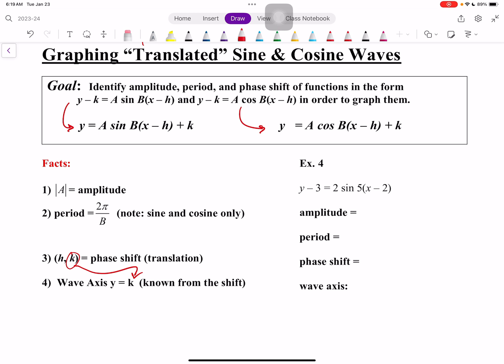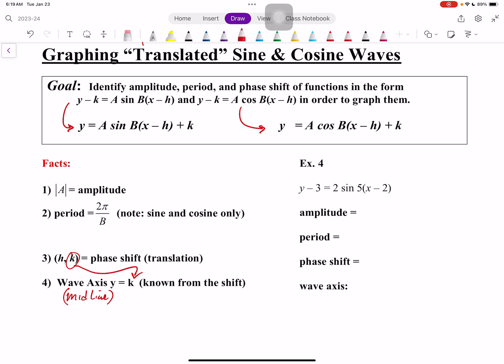So the facts are on the left, which I've already gone through. You should have already known these things right over through here. We're talking about the amplitude, the period, the shift, and the wave axis, commonly known as the midline here. Some people call that the midline. And if you know your shift, then you know your midline because it's the y value. Okay, so here we go.